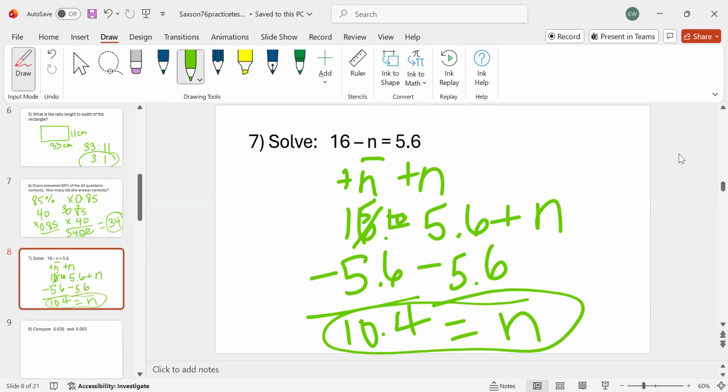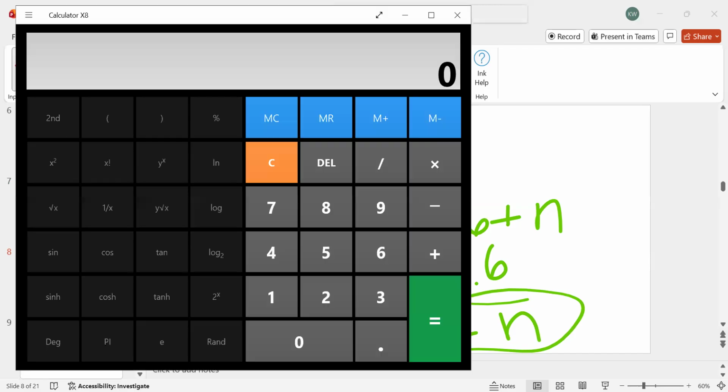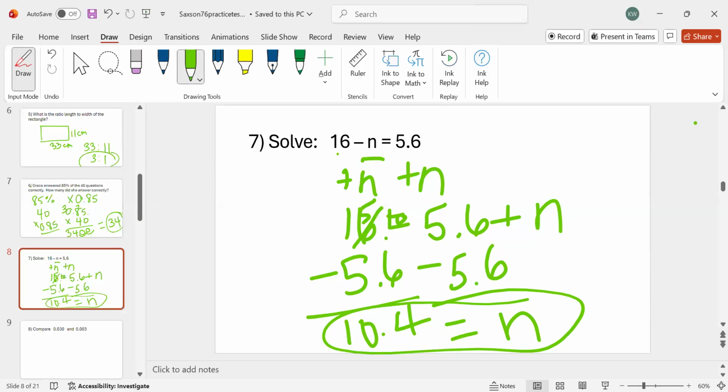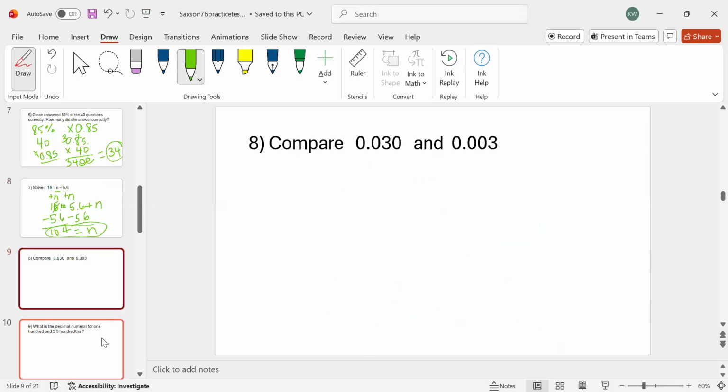Okay, so if we want to check that, we can check it with our calculator. That's another great use for our calculator. So let's see, if we put 10.4 in for n, if we go 16 minus 10.4, what do we get? 16 minus 10.4 equals 5.6. And that's exactly what we expected. 16 minus 10.4 equals 5.6. Okay, moving on to the next one.